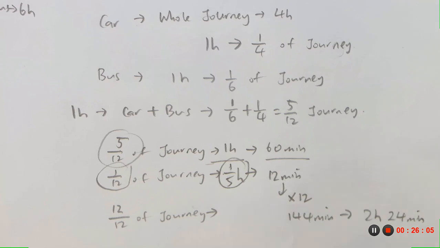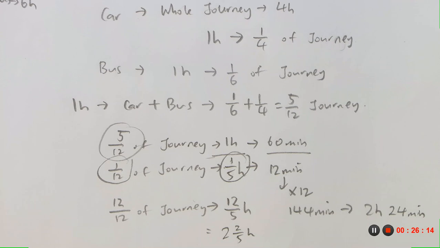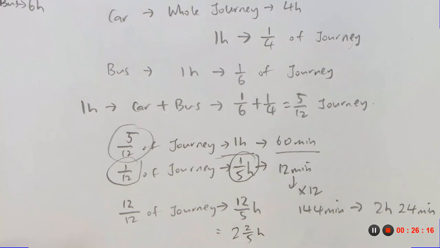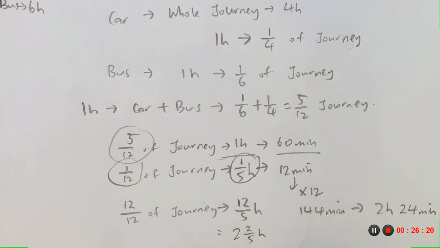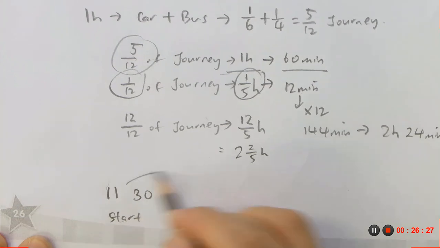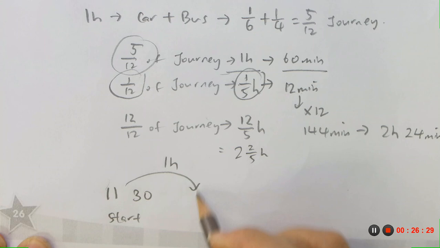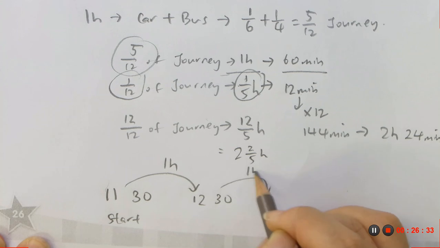That means 12 over 5 hours, or 2 hours and 2/5 of an hour. Okay, then we've got the duration already. So we started at 11:30. 1 hour, 12:30 hours. Another 1 hour.